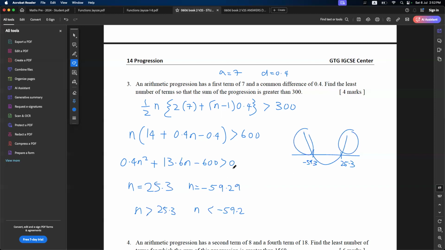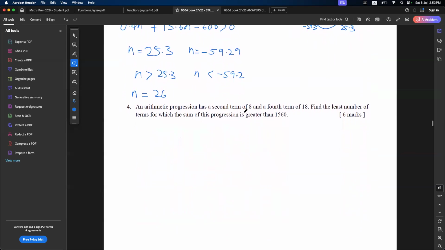But of course, I cannot have a term that's 25.3, right? So the term that has to be greater than 300 is the 26th term, because if it's 25, I haven't reached 300 yet. At 25.3 it will reach 300. It must be greater than 300, then it's the 26th term. Okay? Anyone else didn't get this part? Next question.